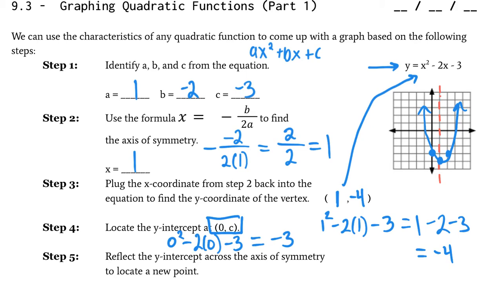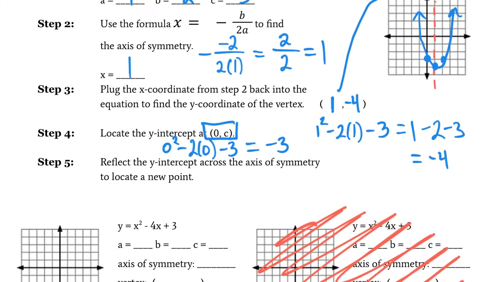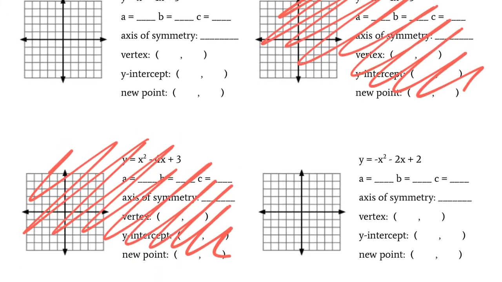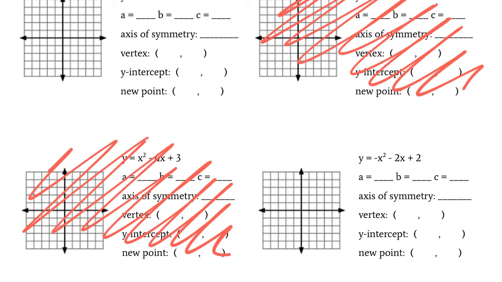All right, let's do a couple more. So let's scroll down. All right, maybe you notice that I have a couple of these marked off. That's because it's the exact same equation. So your life just got a little bit easier, 2 less math problems. All right, so the first one, y equals x squared minus 4x plus 3.